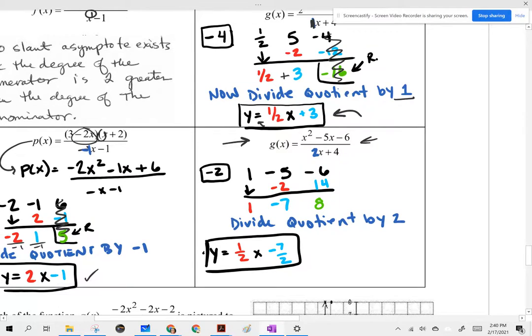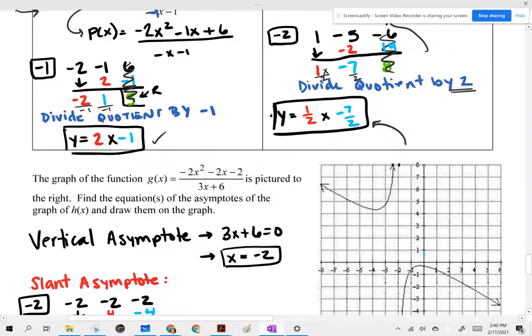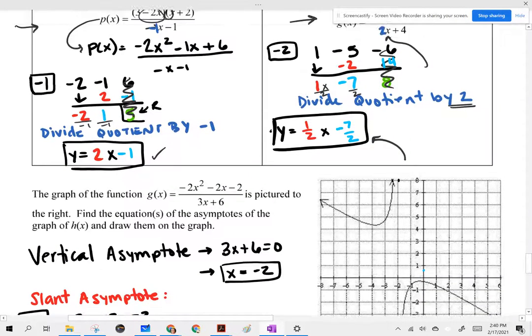Now, if I look over here at g of x, again, I'm going to do synthetic division. I don't care about my remainder. This is 1x minus 7, but I have to divide by my leading coefficient. So dividing each by 2, I get 1/2 x minus 7 over 2, and that is going to be the equation of the line.